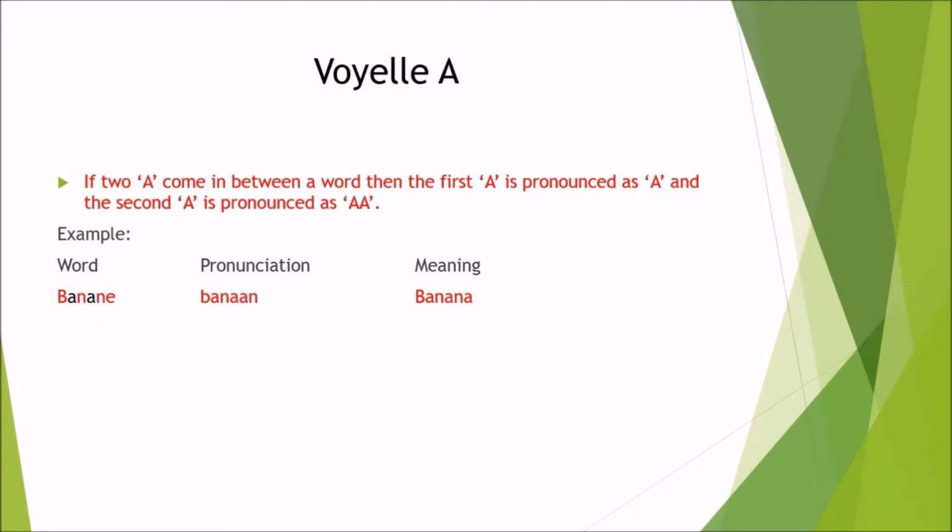If 2A comes in between a word, then the first A is pronounced as A and the second A is pronounced as A. For example, the word is B-A-N-A-N-E. So the first A that I have highlighted has sound A and the second A has the sound A. So the pronunciation will be banan. Banan means banana.